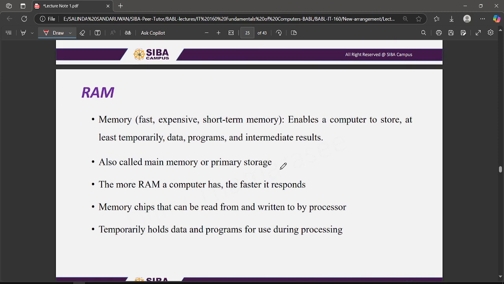In that case, when you are working with an important document, you should save the work always, right? Always means after making a change, you should save. Otherwise, you will lose your progress, right? Then RAM memory: fast, expensive, short-term memory that enables computers to store temporary data, programs, and intermediate results. It is also called the main memory or primary memory.